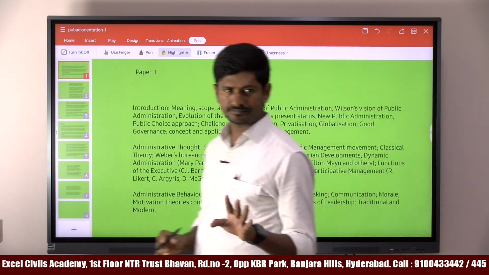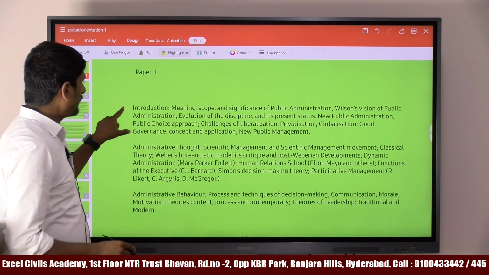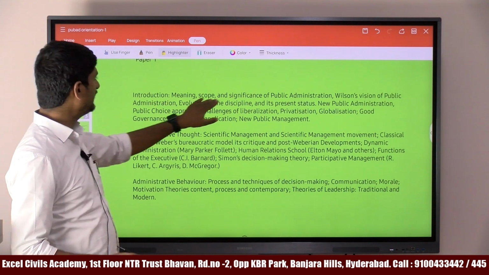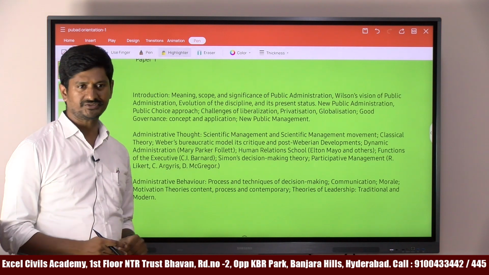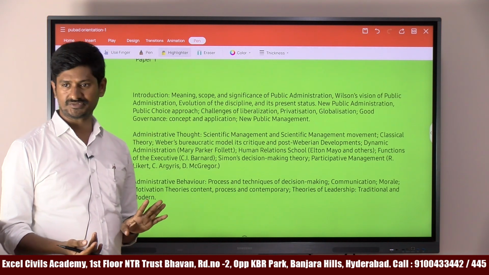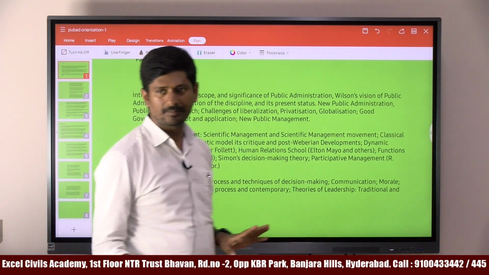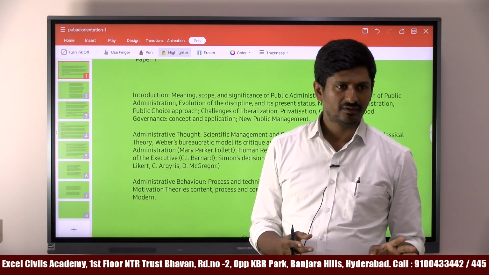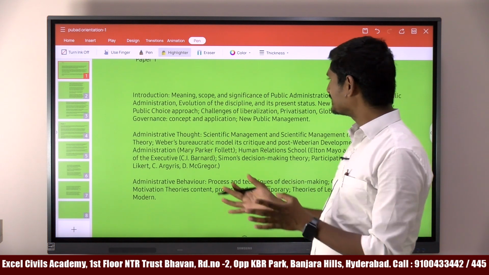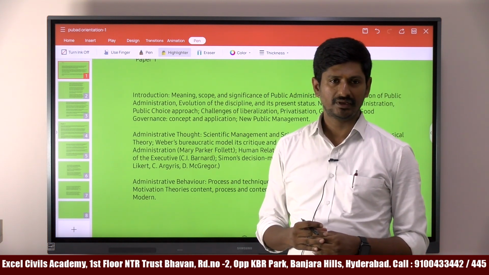Okay, this is paper 1. Paper 1, the first chapter, is the introduction: meaning, scope and significance of public administration. What is public administration? What is studied in public administration? What is the scope? Scope means what are the areas concerning public administration.